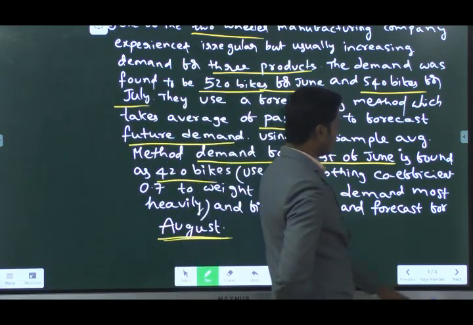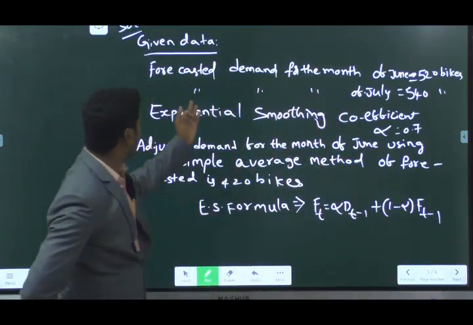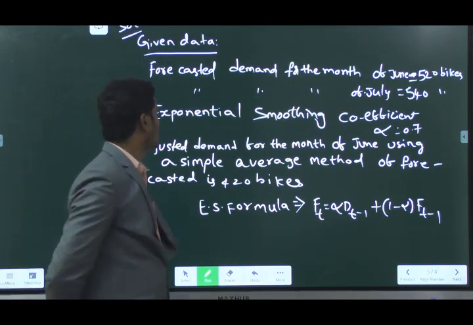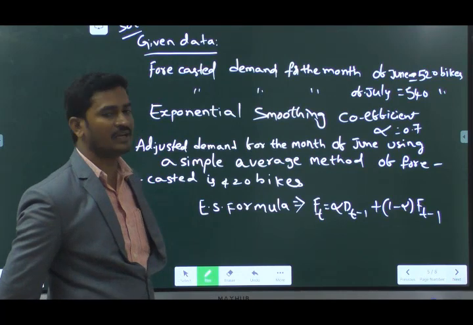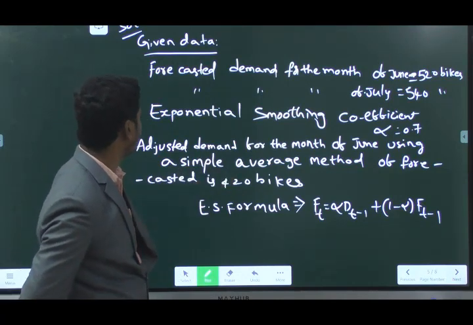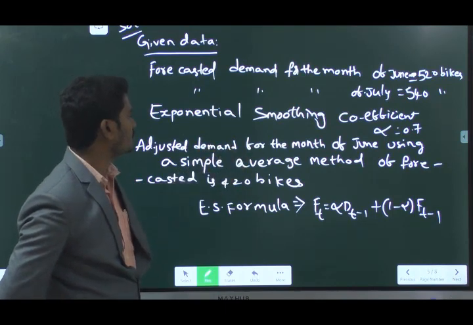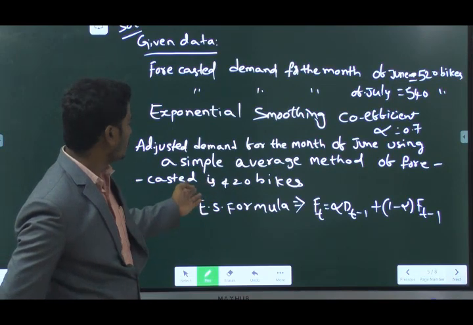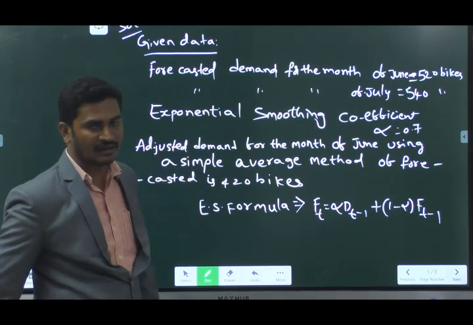Here I would like to take this given data. The demand for the month of June is 520 bikes. Next, the demand for the month of July is 540 bikes. Next, the exponential smoothing coefficient alpha is equal to 0.7. Next, the adjusted demand for the month of June using the simple average method is 420 bikes. These are all the given data.